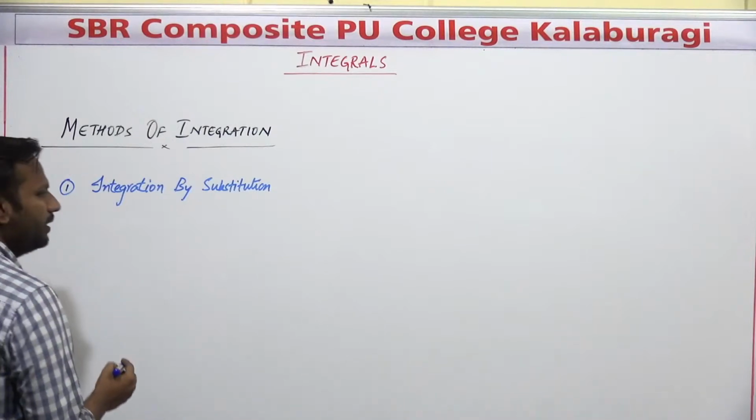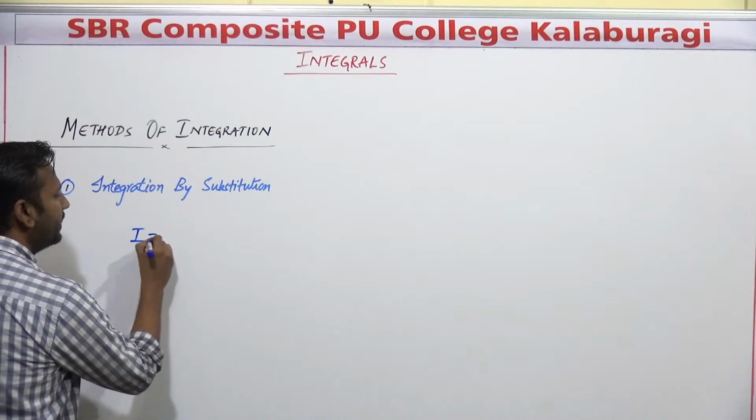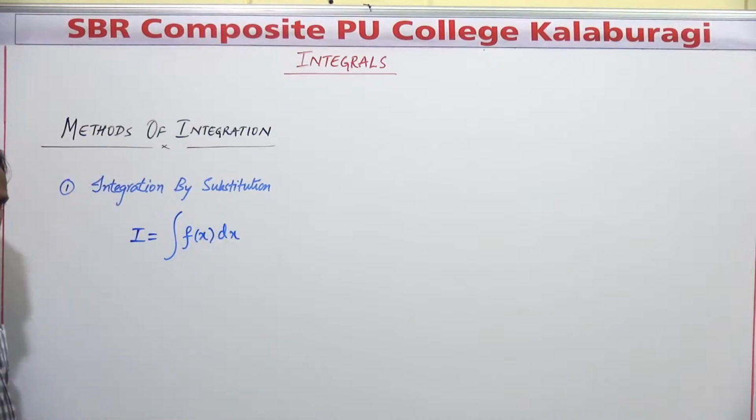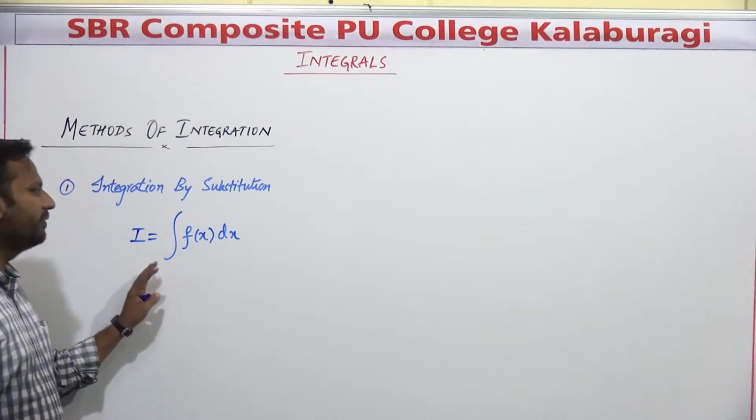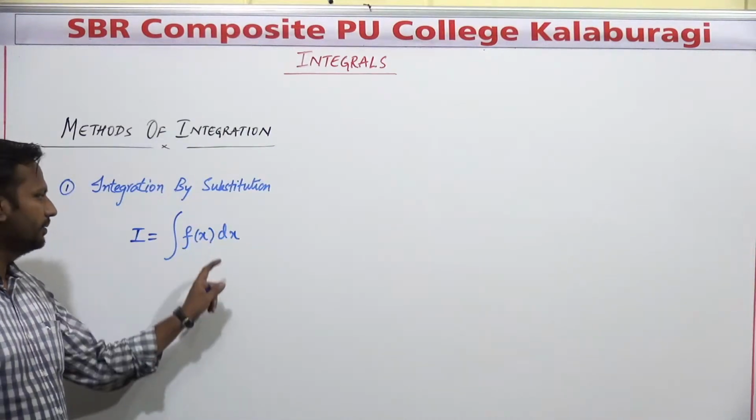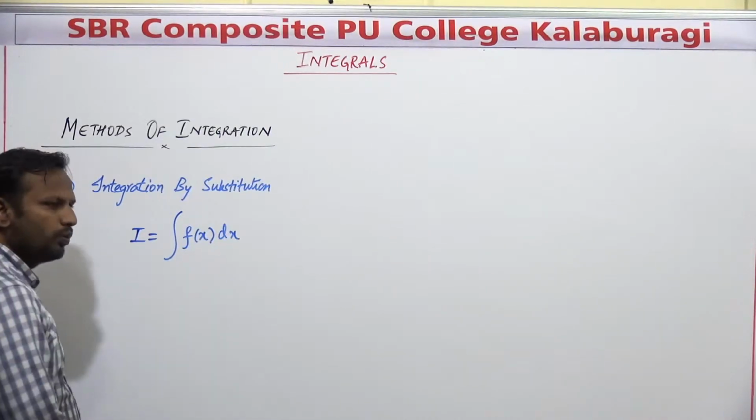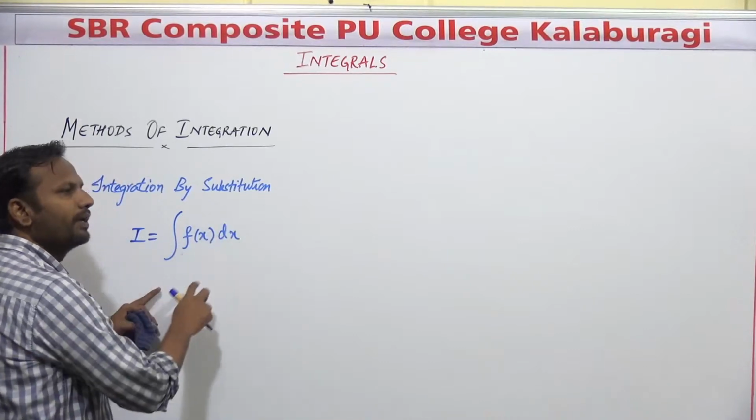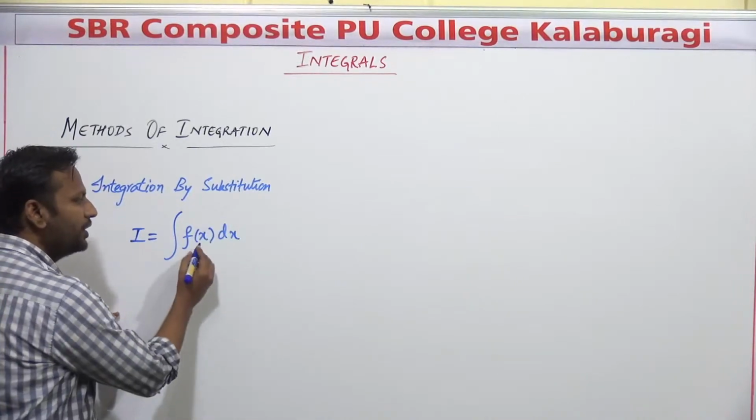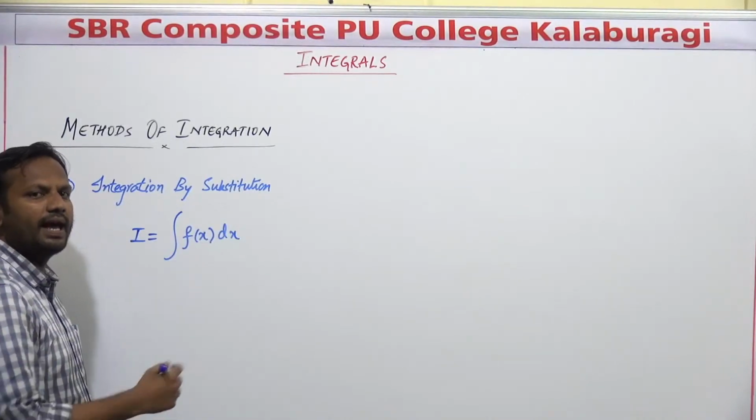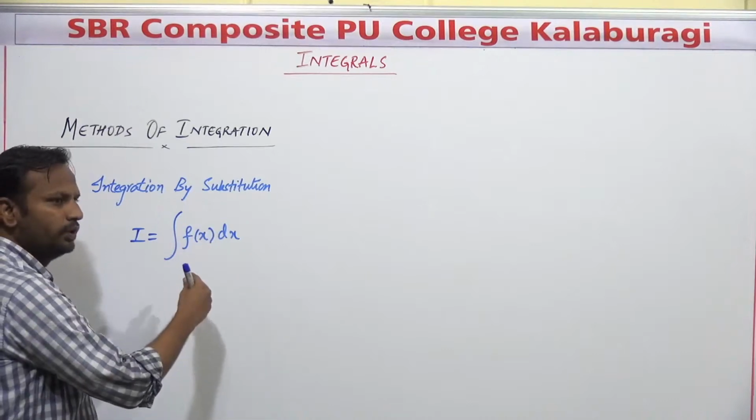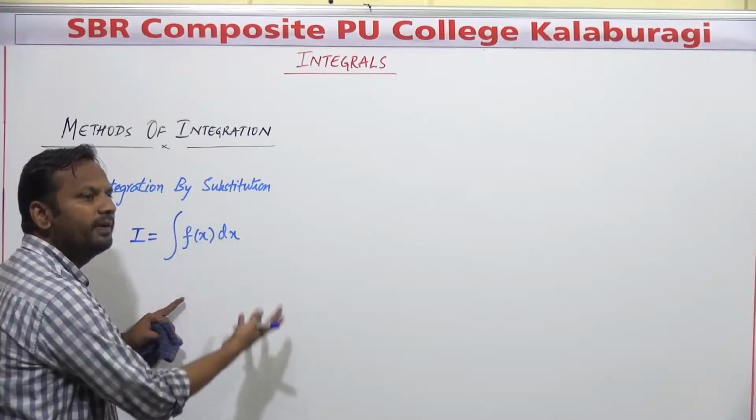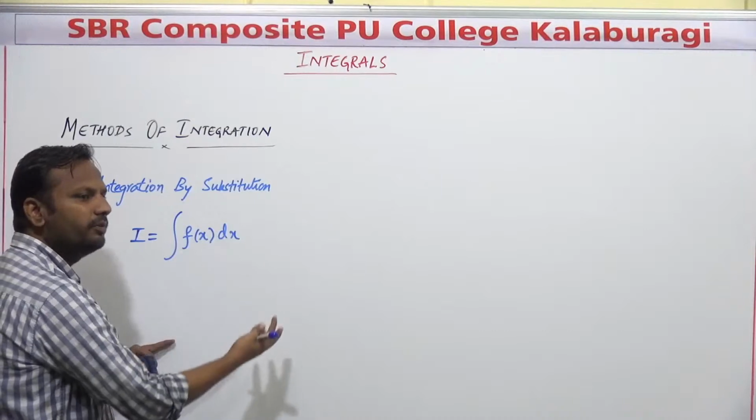Now, let us consider the given integral as integration of f of x with respect to x. So what we have to do, this can be interchanged. This form can be transformed by changing the variable x as t there, right? This is the integral form. Let us assume that it is a little bit complex one. So how to simplify this? We can transform it into another form.